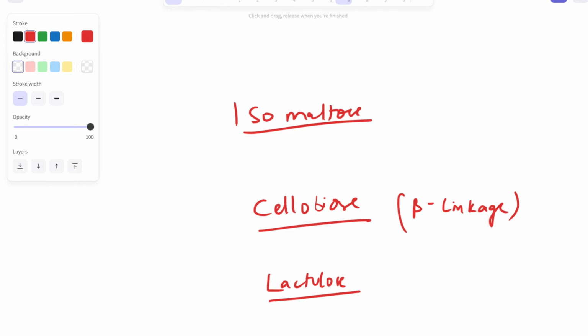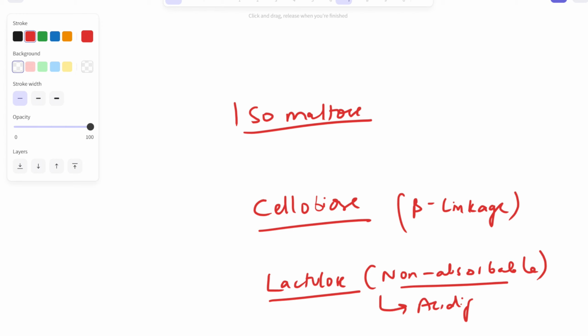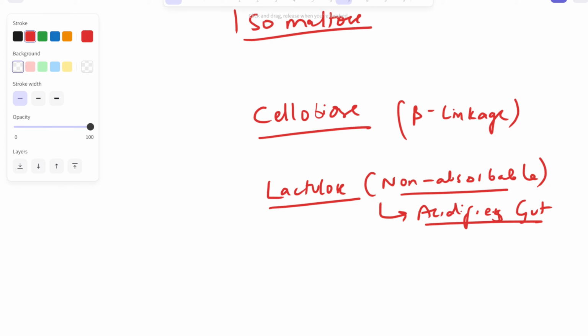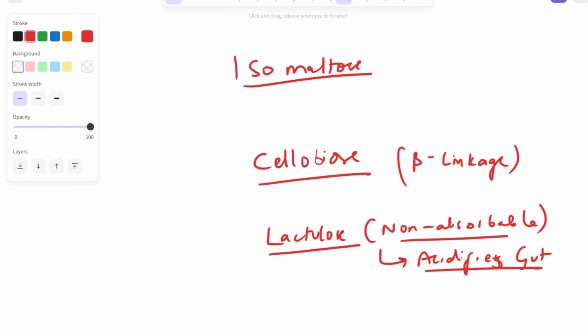Finally, there's lactulose, a synthetic disaccharide. It is galactose beta 1,4 fructose. It is not found naturally. It's a non-absorbable sugar used clinically as a laxative and to treat hepatic encephalopathy in liver failure patients. It works by acidifying the gut, trapping ammonia and reducing its absorption. A clever trick using carbohydrate chemistry.